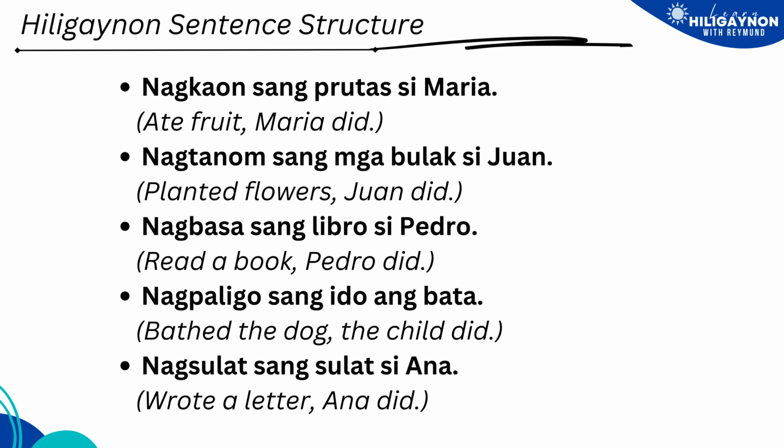Example sentences for the verb-object-subject structure. Nagkaon sang prutas si Maria. Ate fruit, Maria did. So that's like the literal translation. So nagkaon is like ate, and then prutas is fruit, and then Maria is the name. So nagkaon sang prutas si Maria.